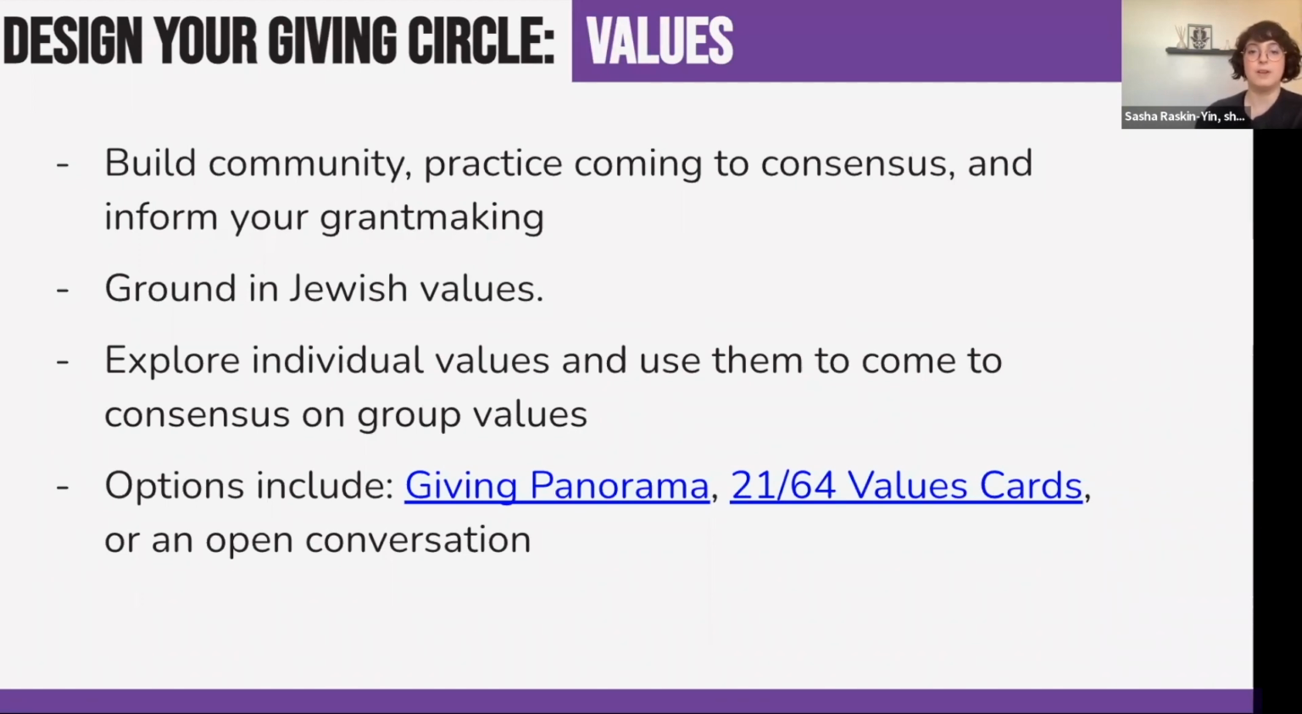Amplifier has a program called Giving Panorama, which is a visual and interactive exploration of values, which is available virtually or in person. 2164 has a deck of cards that you can use, or you can create a list of values for your participants to explore on their own. The important thing is to offer your members a list of values to start from and then let them name which values guide them before agreeing on a few values to inform your giving circle.